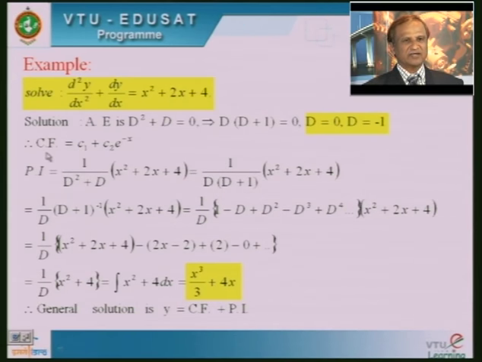So, now we are able to write down the complementary function: C1 plus C2 into e to the power minus x. How do you say that? You will get C1 plus C2 into e to the power minus x, because the roots are 0 and minus 1. If you want, we can write C1 into e to the power 0x plus C2 into e to the power minus x. So, e to the power 0 means it is 1, that is why the first term becomes C1 only, plus C2 into e to the power minus x. Because of the nature of the roots, we are able to obtain this type of complementary function.